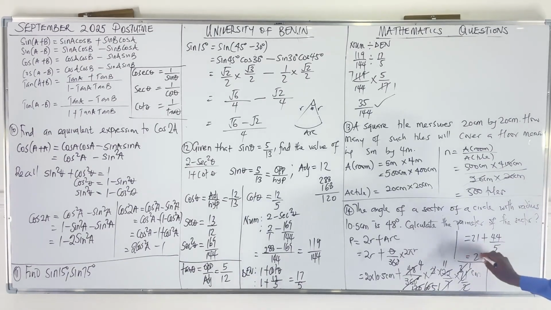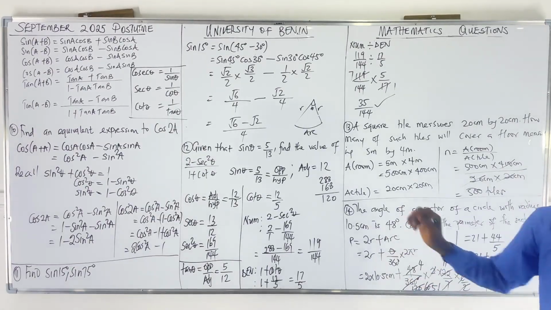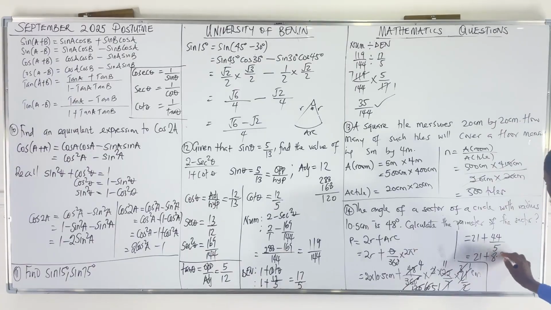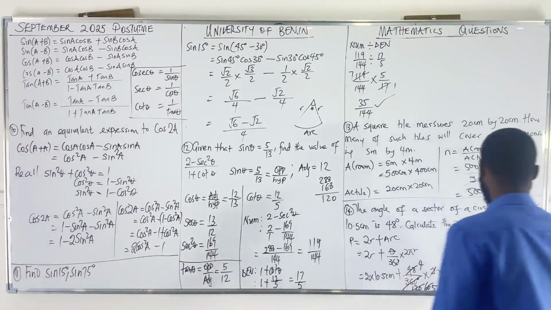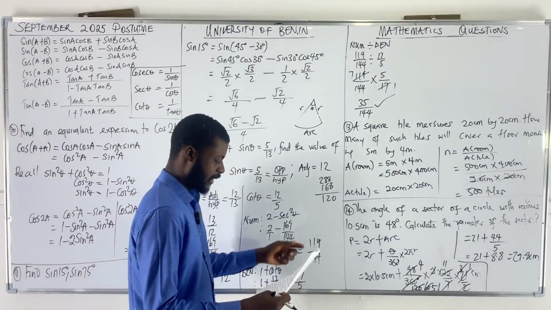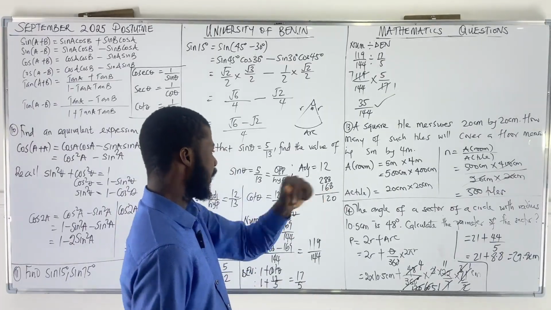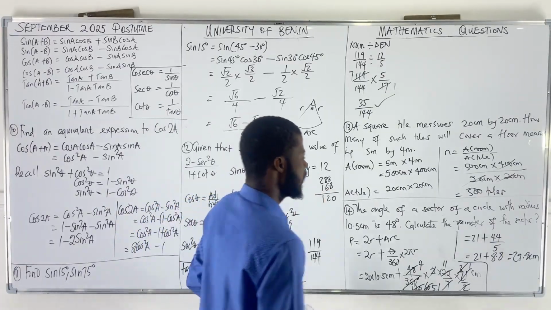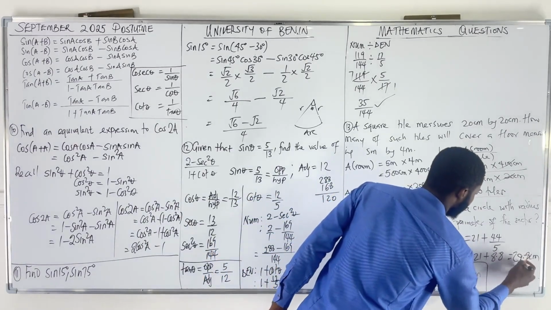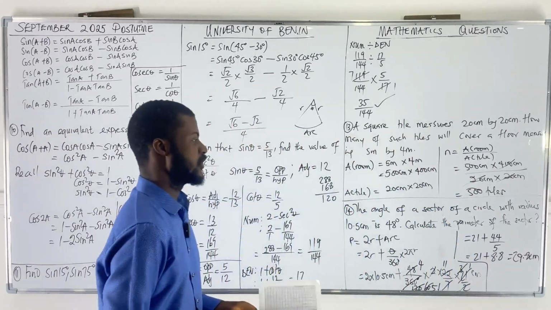Okay, so this is 21 plus 44 over 5, which is 8.8, because it's not up to 9. Assuming it was 45, 45 over 5 is 9. So it's not up to, that's why it's 8.8. So when you add this up, you'll be getting 29.8 centimeters. So that would be the perimeter of the sector, 29.8. Good. So let's move on to the next question.